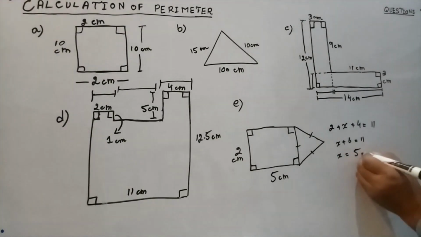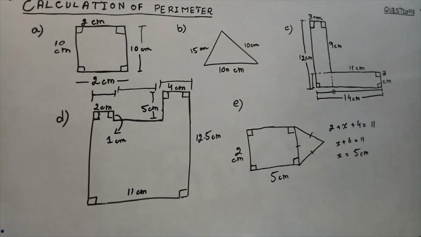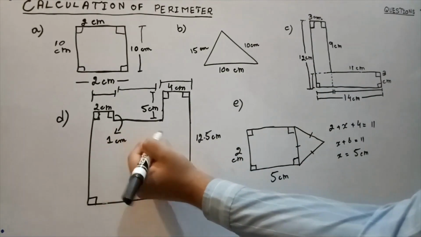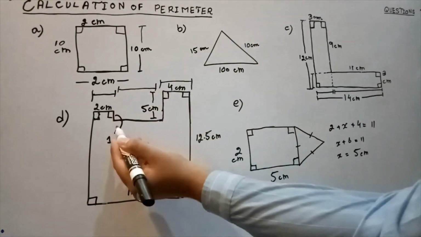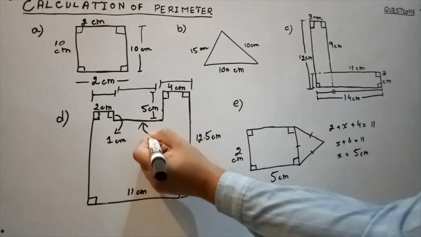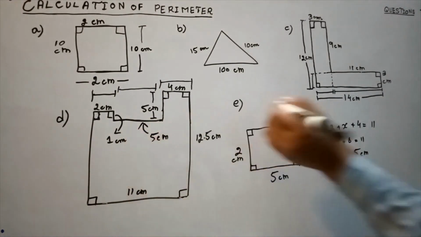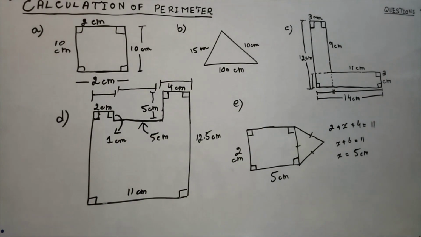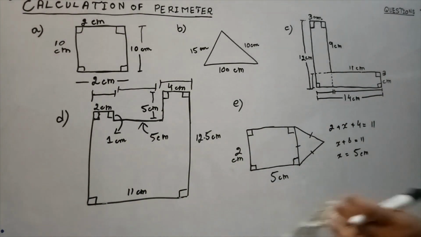Okay, I will get 5 what? 5 centimeters. It means that this length is actually 5 centimeters. Okay, clear? So that's how we can find the unknown lengths.